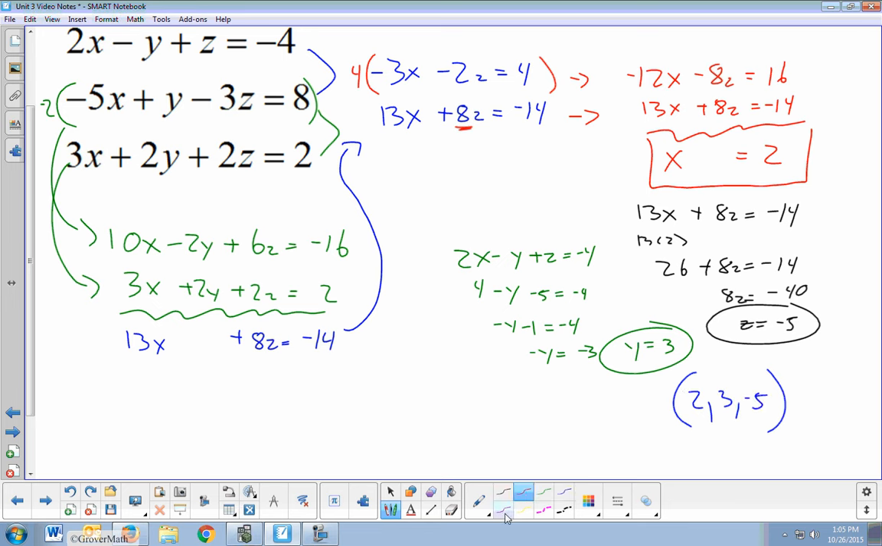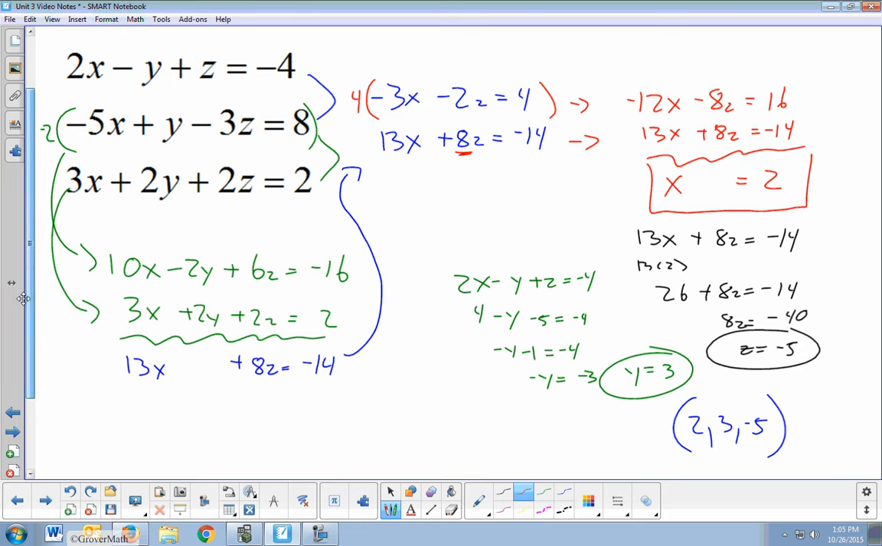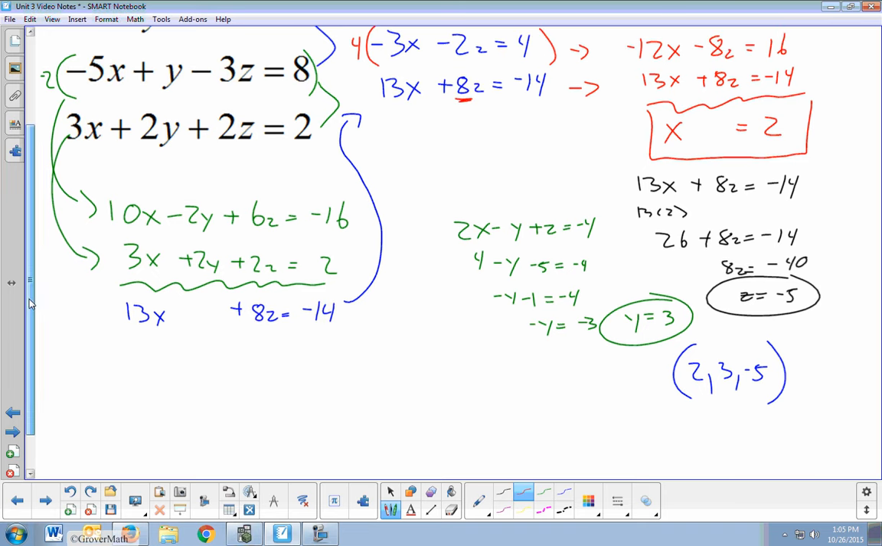One last thing before I'm done is I'm going to check my answer. How am I going to check it? Well, I found my third variable by plugging into my first equation. That means I have 2 equations from the original problem that I can use to check. Just pick one of them. You don't need to do this in both. Pick the one that looks the easiest. The bottom one here, 3x plus 2y plus 2z equals 2.